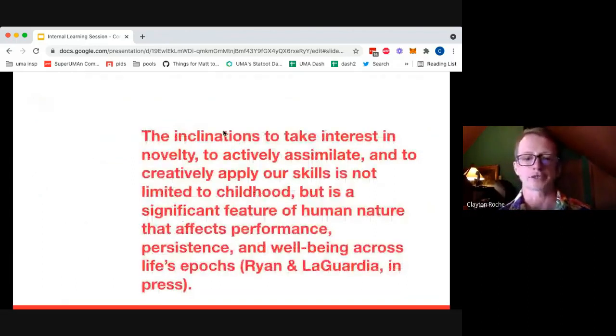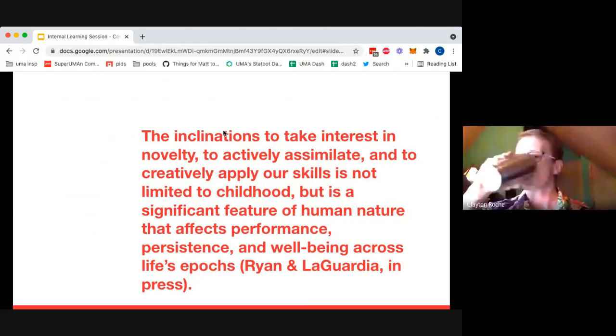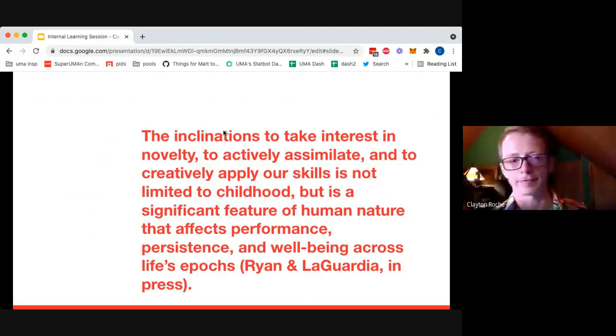The inclinations to take interest in novelty, to actively assimilate, and to creatively apply our skills is not limited to childhood, but is a significant feature of human nature that affects performance, persistence, and well-being across life's epochs. So I think this is something that everyone on this call can relate to, because we identify with and recognize it in ourselves in our professional careers. And it's something that we all enjoy about each other, I think, the fact that we take interest in novelty and like creatively applying our skills, etc. A good community gives people opportunities to do just these things.